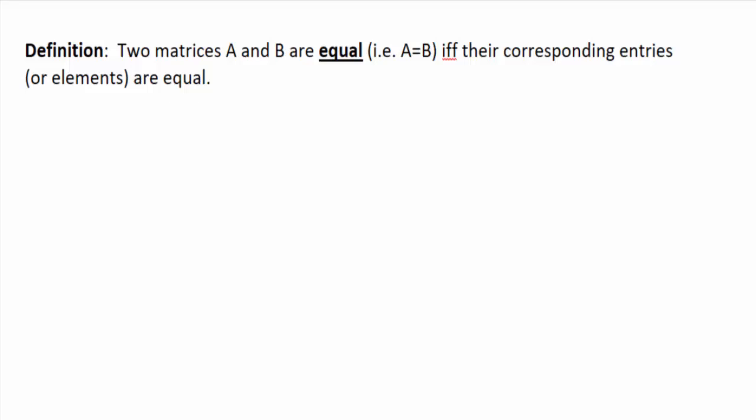Two matrices, A and B, are equal or equivalent, i.e. A equals B, if and only if, IFF stands for if and only if, their corresponding entries or elements are equal. This is a really basic definition. If you're told that the 2 by 2 matrix 1, 2, 3, 4 equals the matrix with A, B in the first row and C, D in the second row, then you know for sure that A is 1, B is 2, C is 3, D is 4. There's a correspondence between the entries.